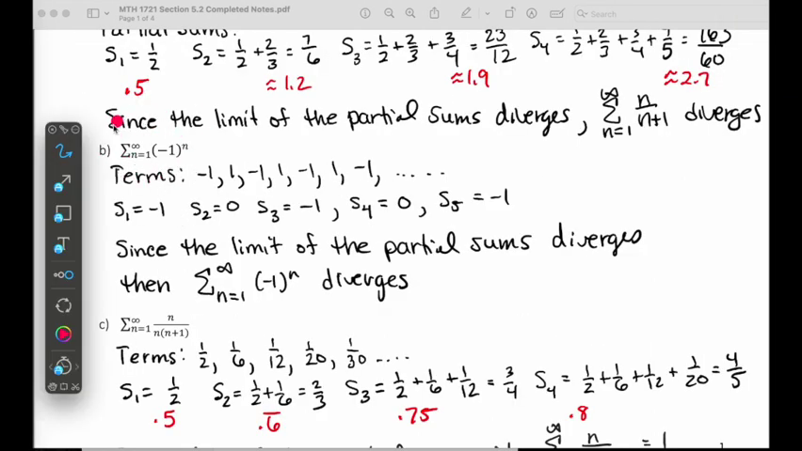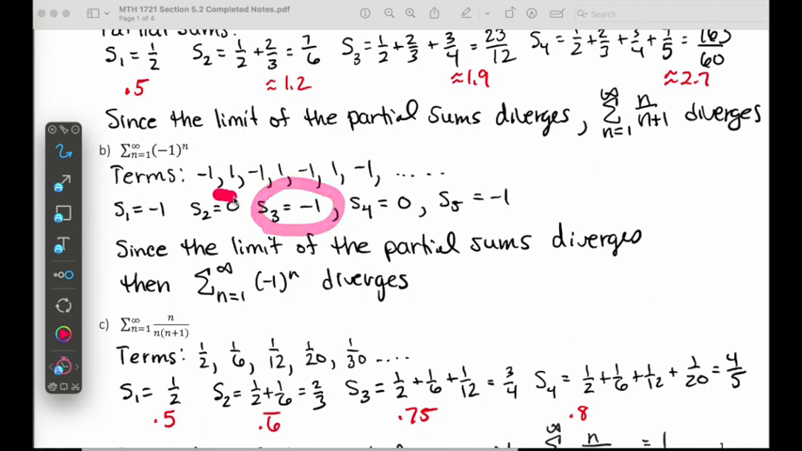Let's look at part B. If I list out the terms of the sequence, if I plug in 1, plug in 2, plug in 3, etc., I get these terms. It bounces back and forth between -1 and 1. Now, if I look at the partial sum for the first term, that will just give me -1. The second partial sum will give me 0 because I add the first two terms.